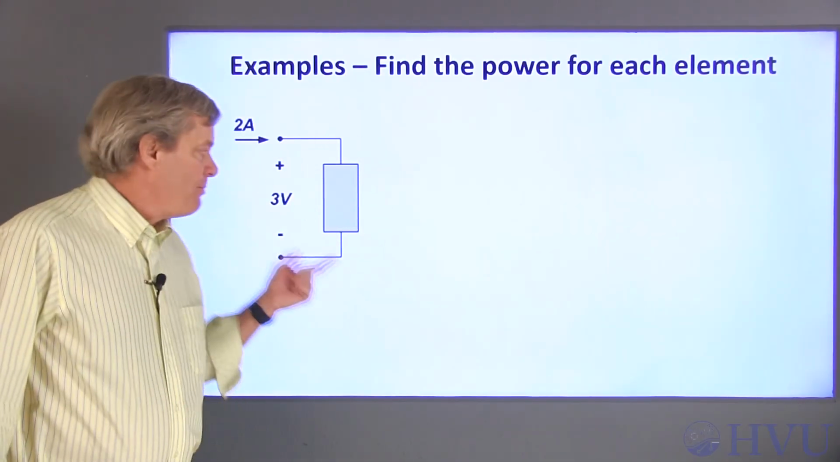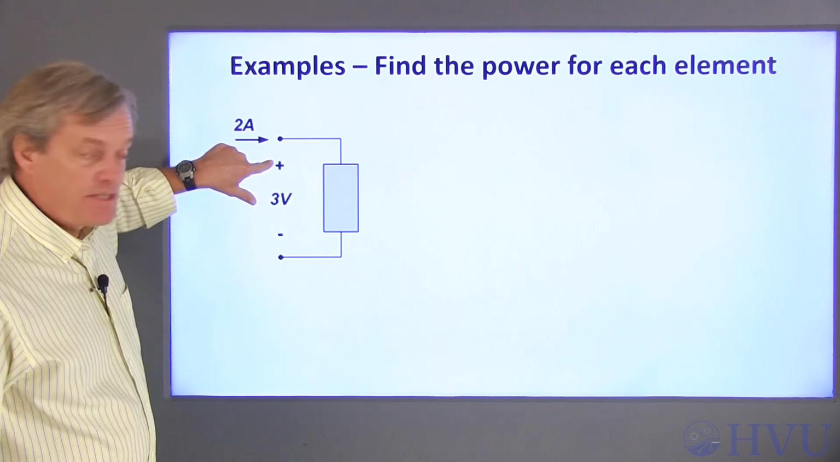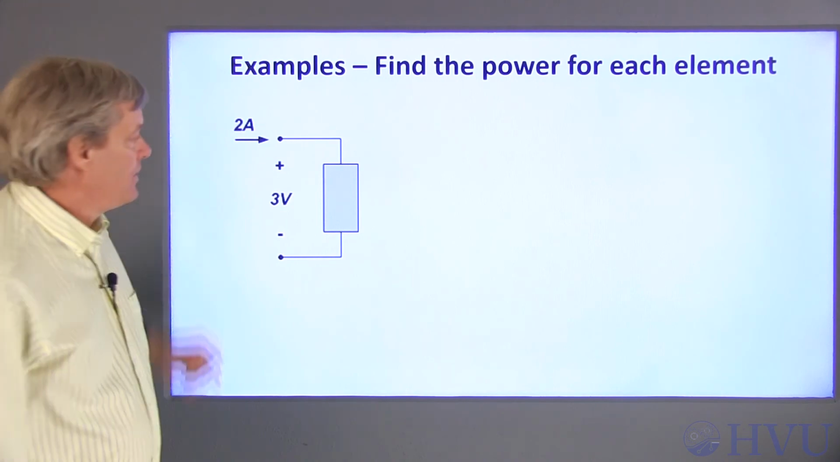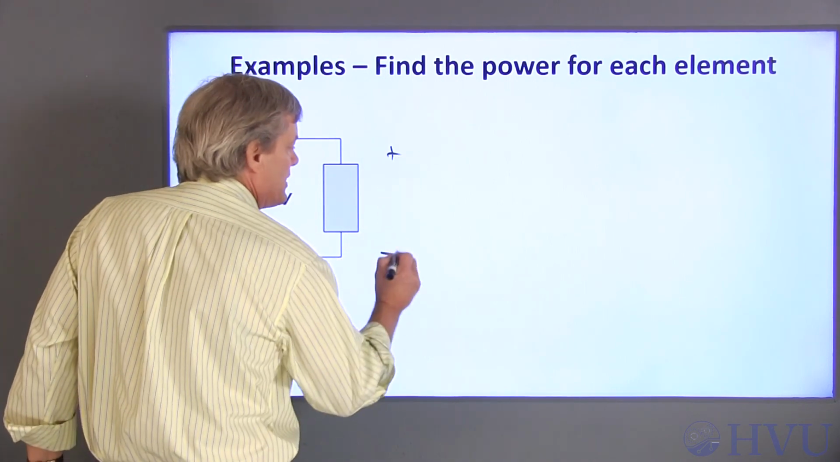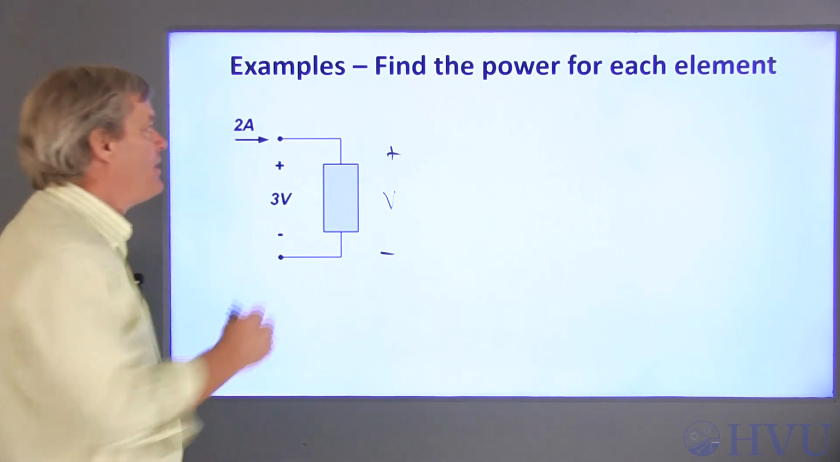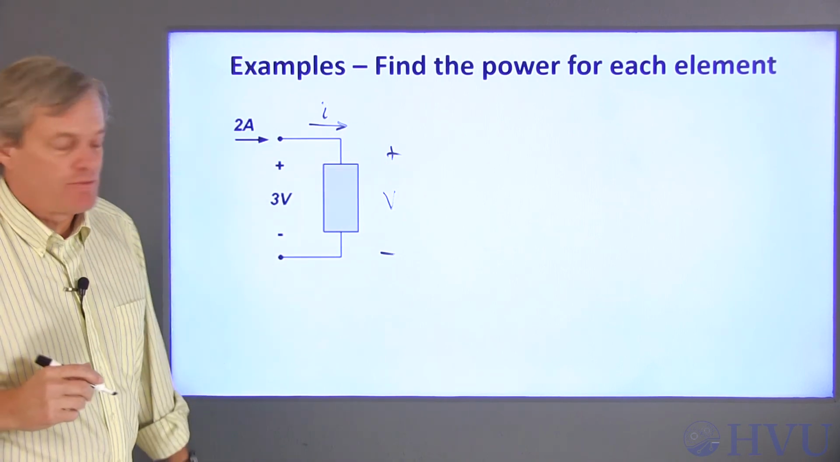For the first example, we have a positive 3 volts across this element, with this being the higher voltage. 2 amps are entering the top terminal. I choose a passive sign convention. Say I choose my positive voltage terminal to be up here. That means positive current has to be entering the positive voltage terminal.